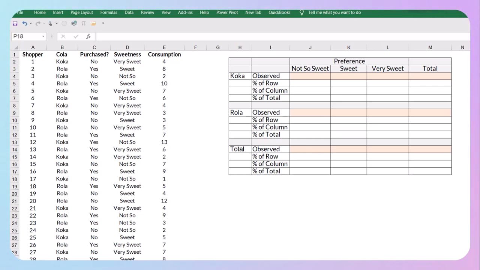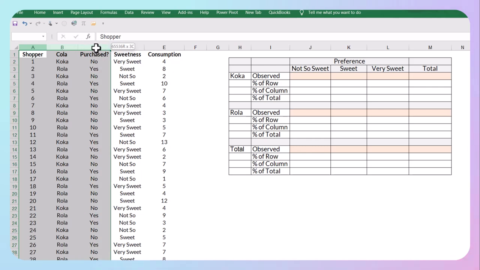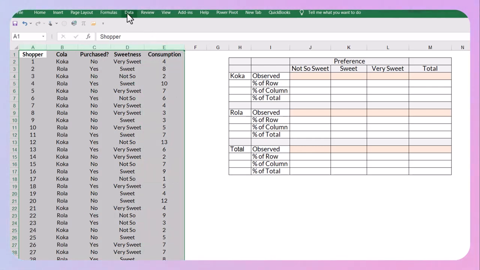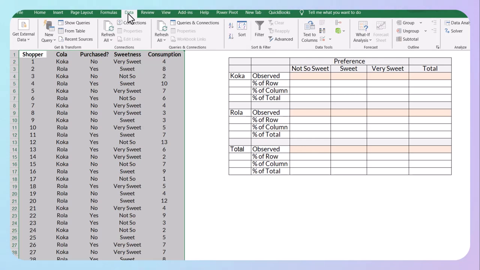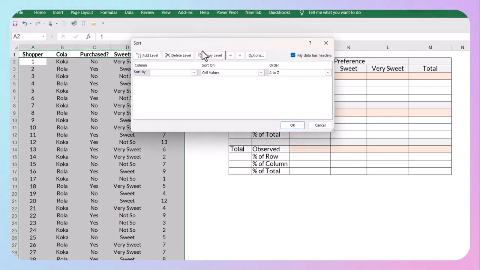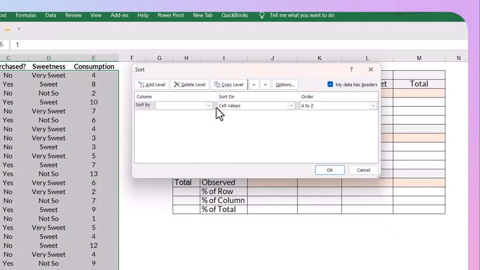So the first thing I've got to get is my observed, which are my counts. Every time I see Coca not so sweet, I count those up and then populate all of my observed. The easiest way to do this is I have my data over here, I highlight it, and then I come up to the Data item on my menu and get the big Sort, not the little A to Z. I want to sort it two ways.